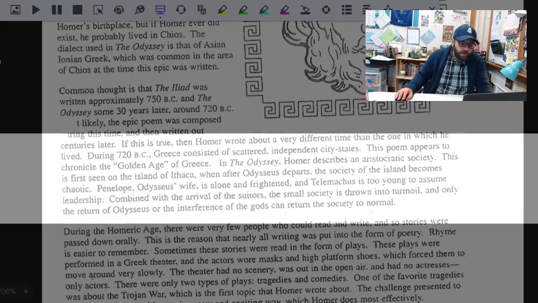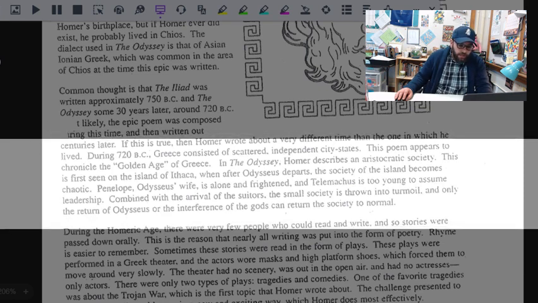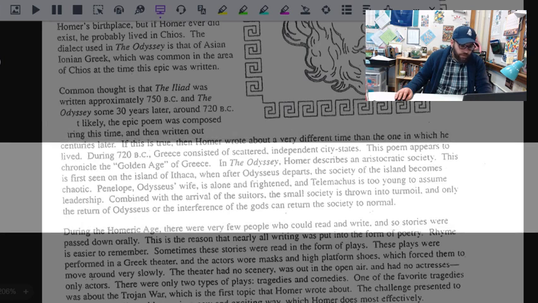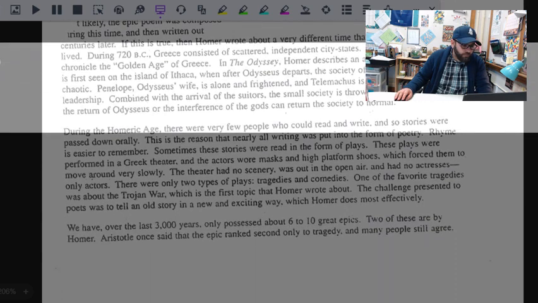Penelope, Odysseus' wife, is alone and frightened, and Telemachus is too young to assume leadership. Combined with the arrival of the suitors, the small society is thrown into turmoil, and only the return of Odysseus, or the interference of the gods, can return the society to normal.